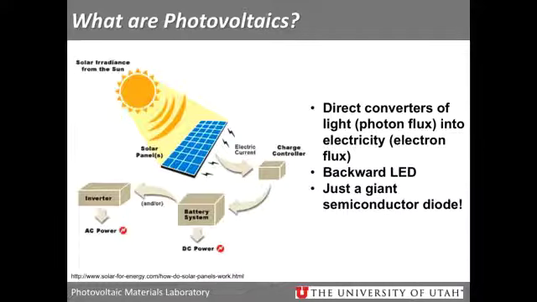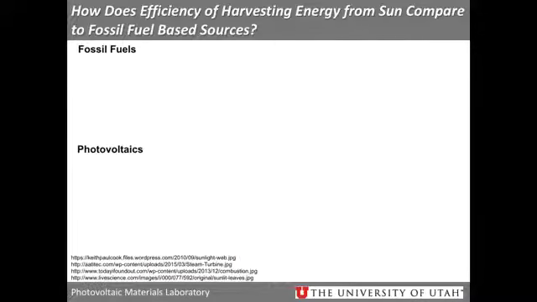So as an overview, most of you probably know, what's unique about a solar cell is that it's a direct converter of light into electricity. It's like a backward LED, where you give a power source, a battery, to a semiconductor diode, and that emits light. In this case, we have a semiconductor diode absorbing light and creating electrons or electricity. So that's the basic idea of what a solar cell is, a direct converter of light into electricity.